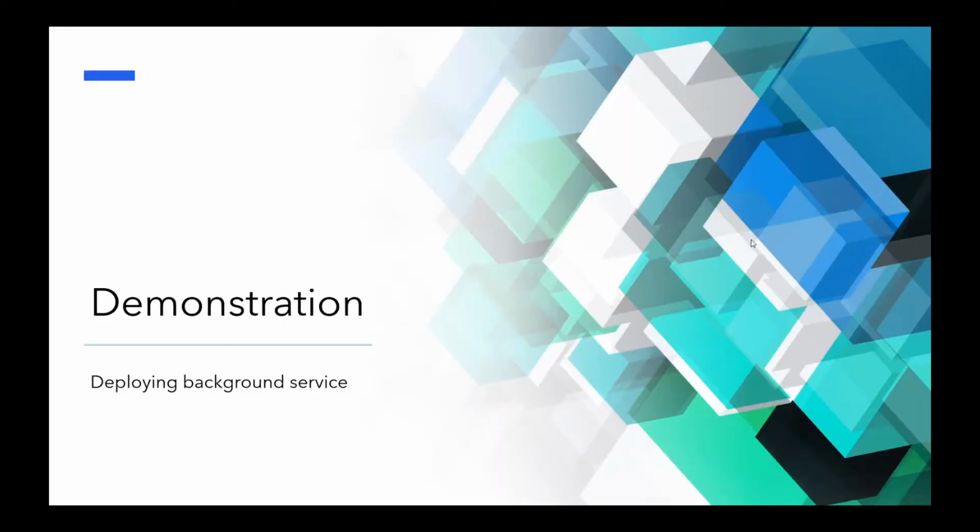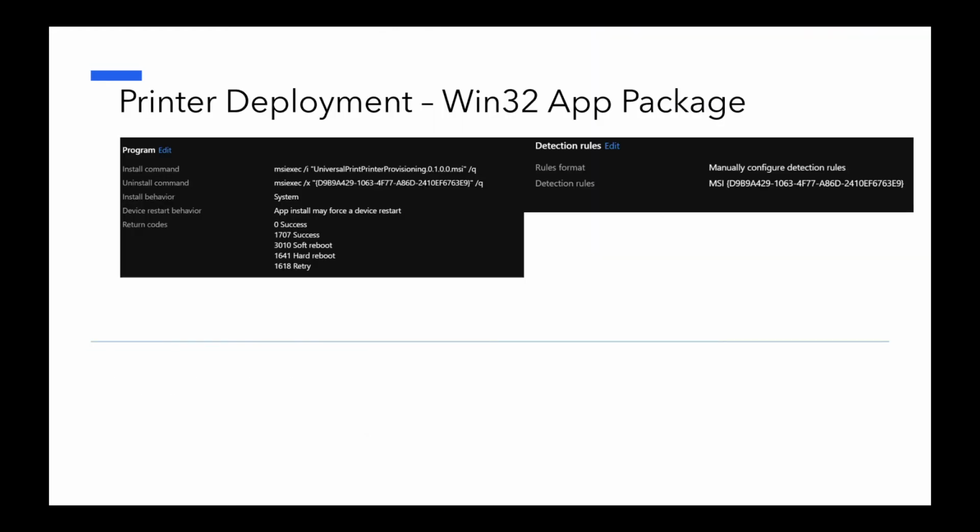Now let's take a look at creating the Win32 app package that will deploy the background service. You will create the Win32 app package using the Intune Win file included with the provisioning toolkit. When creating the app package, after uploading the Intune Win file, most of the information will be automatically populated, including the install command and the uninstall command. When creating the detection rule, after selecting manually configure a detection rule and then selecting MSI, the MSI GUID will be automatically populated for you. After the application has been published, you can assign this application to any device that you would like to push printers to using the print provisioning tool.